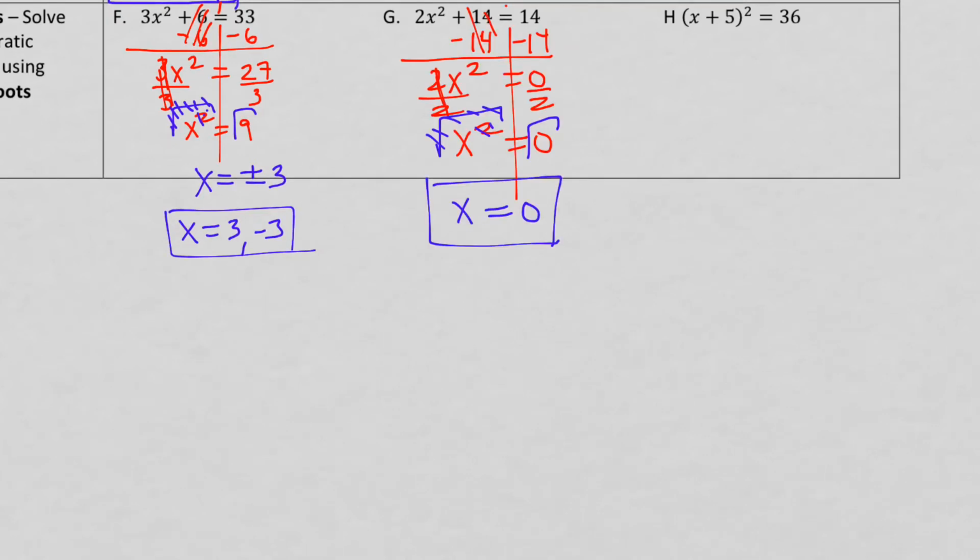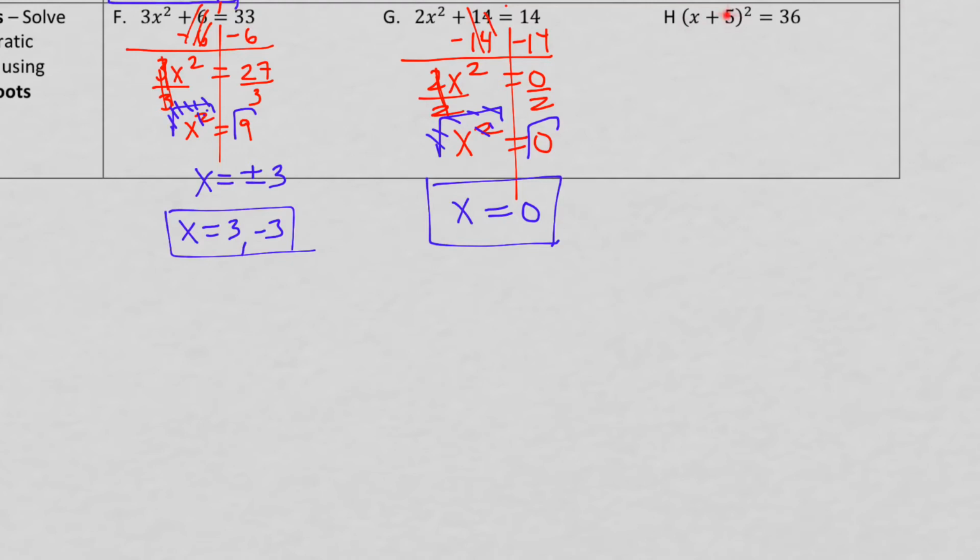Okay, so example G. Notice how again, in this case, I can solve by taking square roots because I can isolate x squared. So I can subtract 14 from both sides. 14 minus 14 is 0. I can divide by 2, still getting 0. And I can take the square root at this point because the square root cancels the square. So x comes out, and x equals 0. Again, in this case, I get one solution of x equals 0.